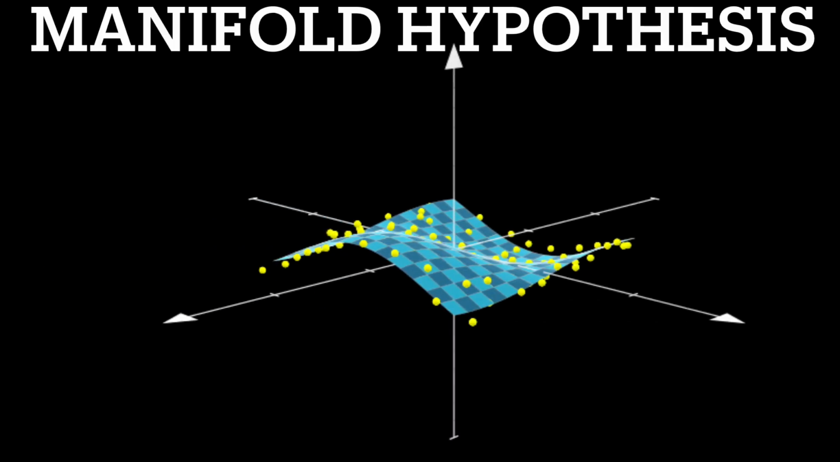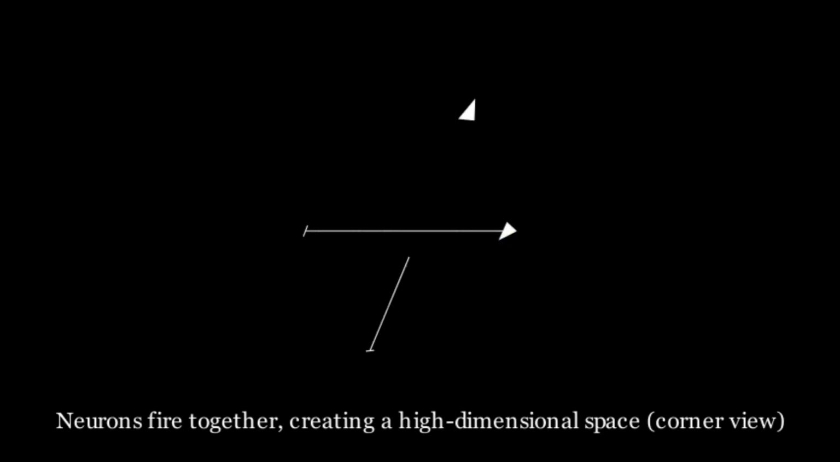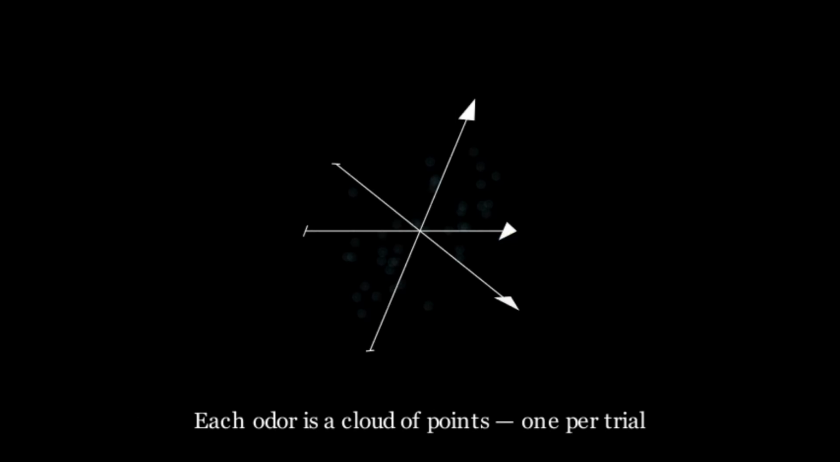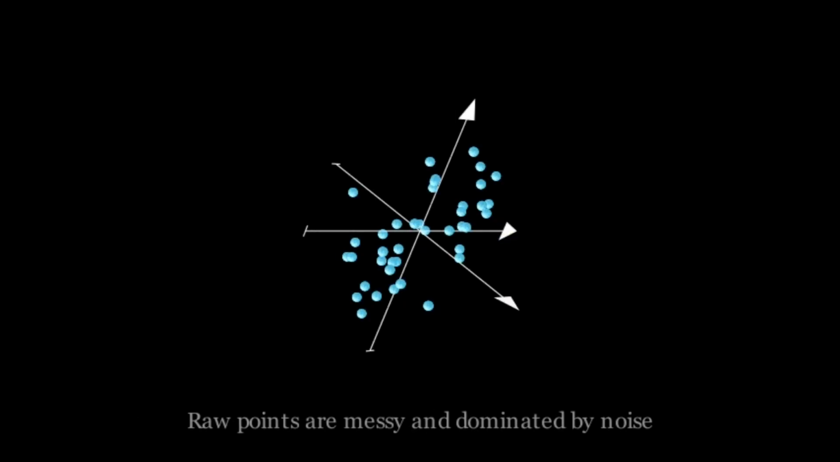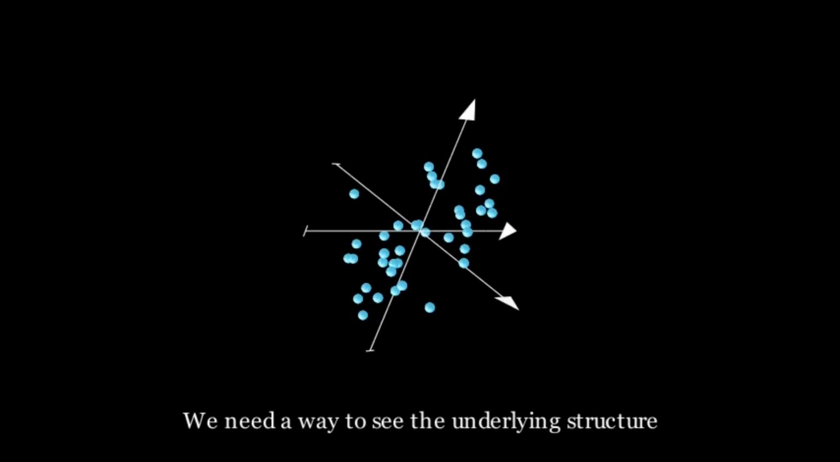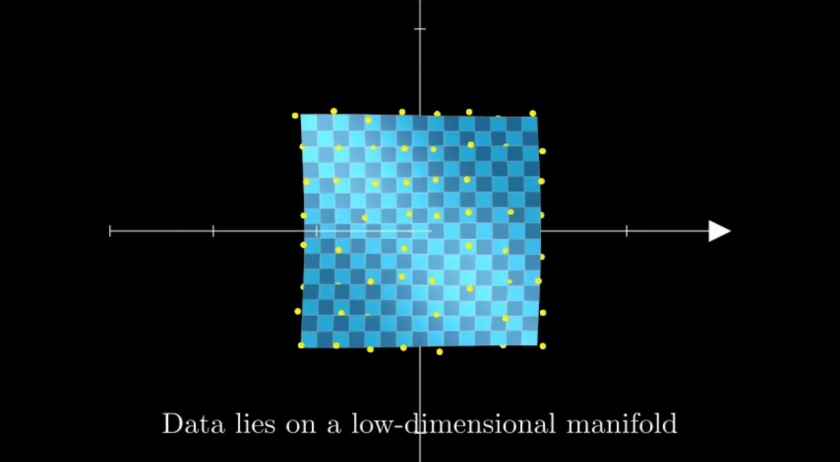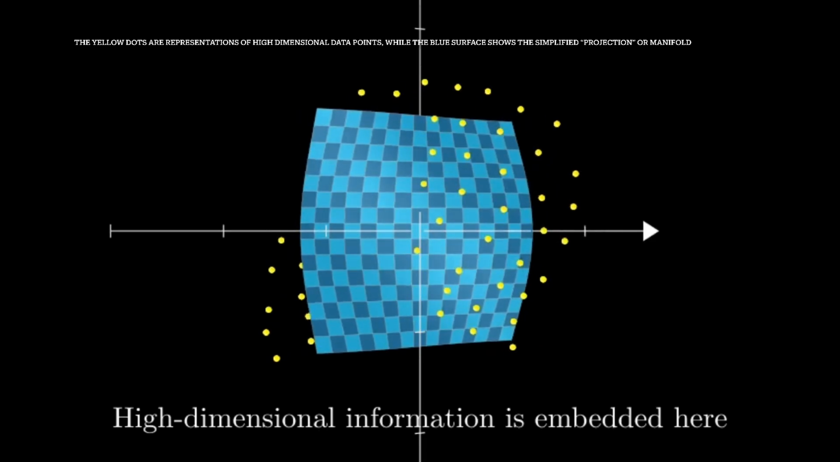Noise disrupted the neat pattern assumed by classical models, making fixed pattern approaches unreliable and inconsistent across repeated exposures. So what is the solution? The manifold hypothesis offers a way to make sense of this variability. Although hundreds of neurons fire simultaneously, creating a high-dimensional space, the meaningful variation created by an odor is confined to a low-dimensional structure embedded within that space, the manifold.